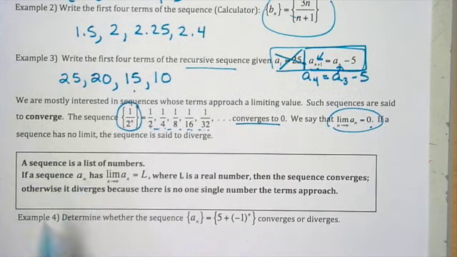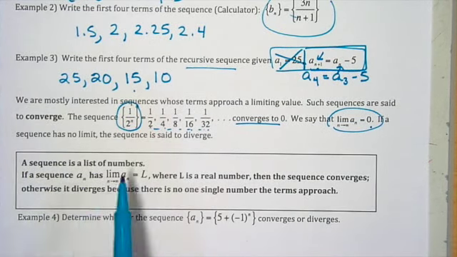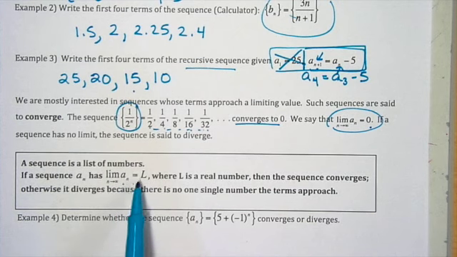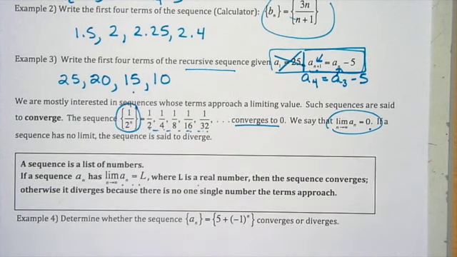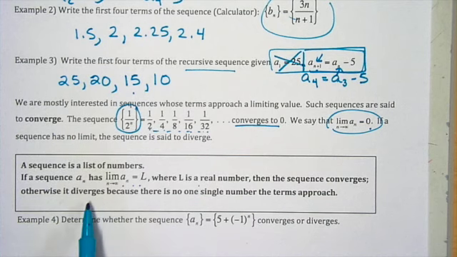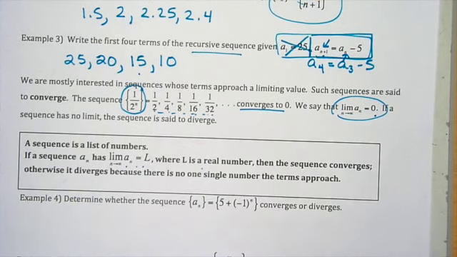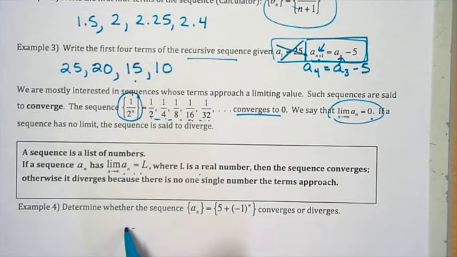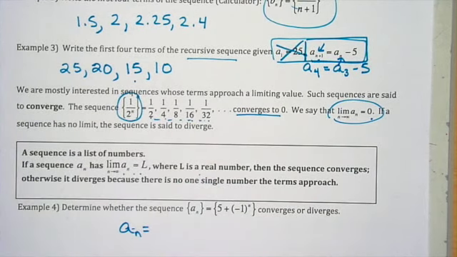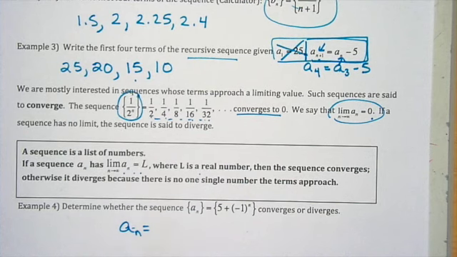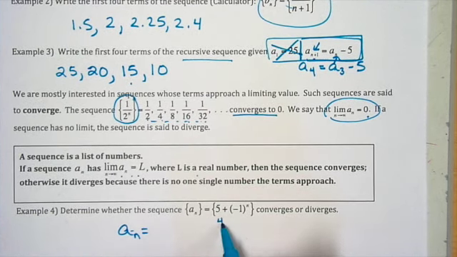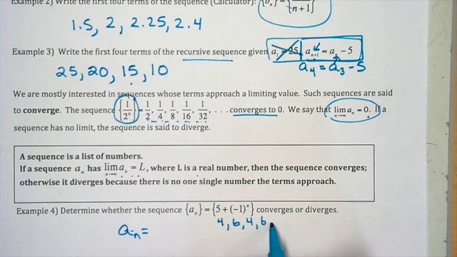Okay? So if we have a sequence and the limit of that sequence approaches a value, then we say the sequence converges to that number. Otherwise, we say it diverges because there's no one single number that the sequence approaches. So let's look at a couple sequences and see if it converges or diverges. So this one. One way you can do it is just start listing the first couple terms and see what happens. Notice if I plug in 1, this is 4, then I get 6, then it just keeps going back and forth between 4 and 6. So this sequence does not approach a particular value, so we say it diverges.